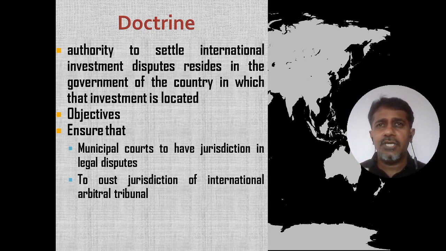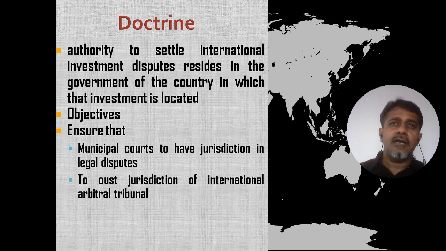So first of all, to give jurisdiction to municipal courts, and second, to deny the jurisdiction of international arbitral tribunals. These are the objectives of this doctrine, and the doctrine says that if there are disputes in international investments, the government of the country where the investment has been located is going to have jurisdiction, and the dispute should not be referred to the international arbitral tribunal. So this is what the doctrine is all about.